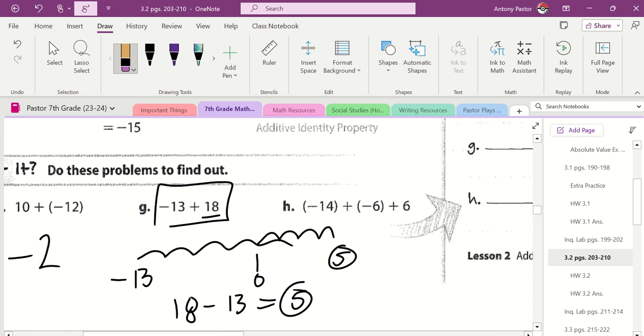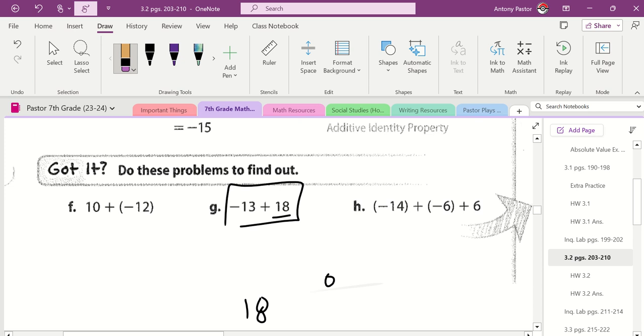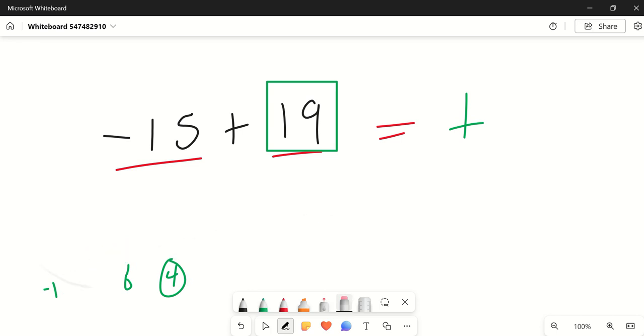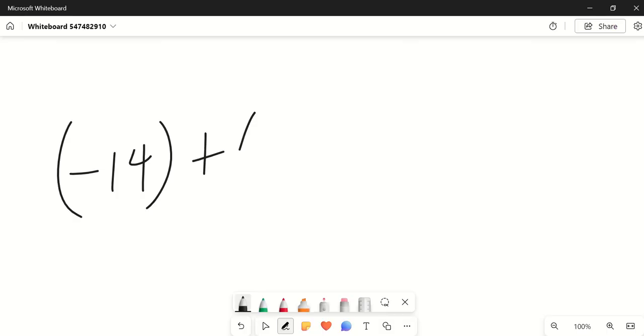Now, this is the question that we're going to have the most trouble with. And that is negative 14 plus negative 6 plus 6. So let's go ahead and clear off our whiteboard for this one. I believe I said negative 14, and it is in parentheses, plus negative 6 plus positive 6.